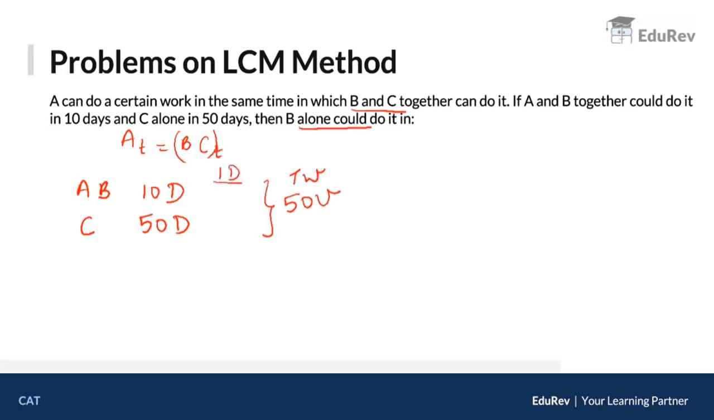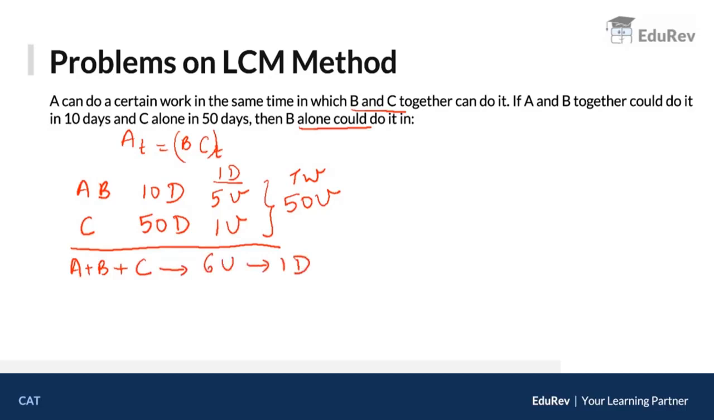Now let's talk about one day. A and B take 10 days to do 50 units. In one day they will do 5 units. Okay? C takes 50 days to do 50 units. So in one day he will do 1 unit. So if I talk about all of them together, A plus B plus C, these guys do 6 units in one day. Okay?